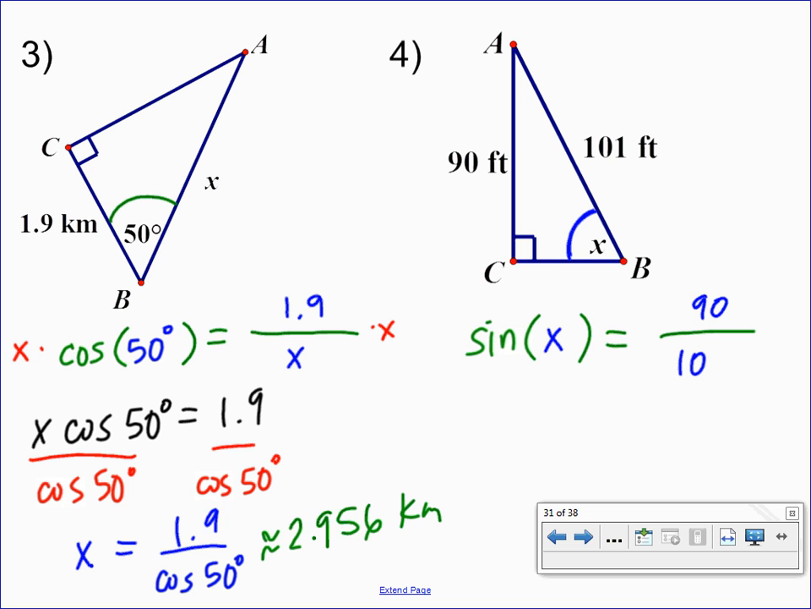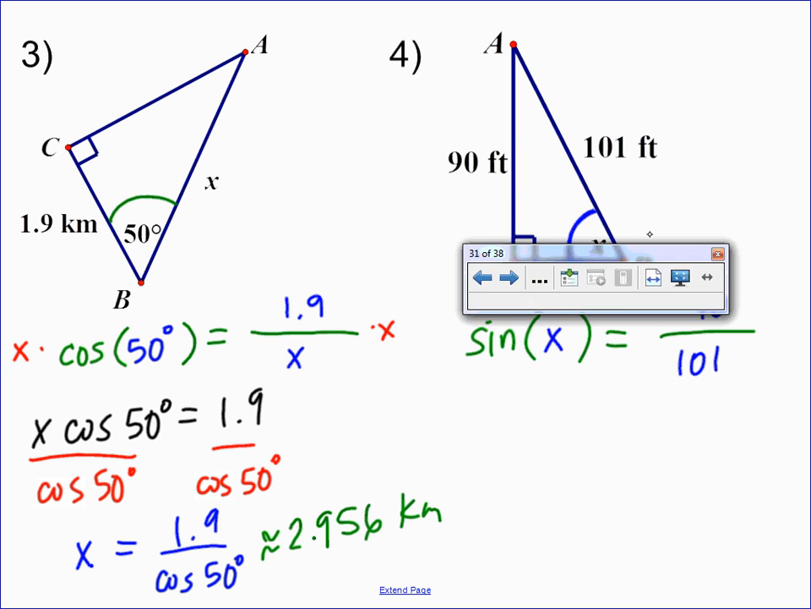Good job. So what's different about my equation number 4 than the first three? Will? We have two lengths, right? And we're looking for an unknown what? An unknown angle. In the previous three, we were looking for unknown sides. Now we're looking for an unknown angle. So how is it that we find an unknown angle?